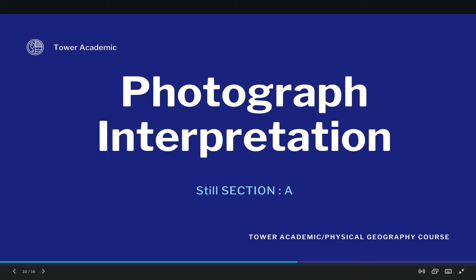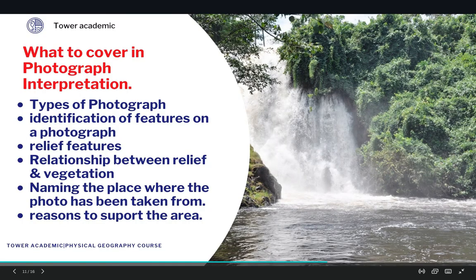Then when you get to section B, still section A, on photo interpretation. In photo interpretation, we are going to look at the types of photographs. We are going to identify the features on those photographs. We are going to look at relief features, and relationships between relief and vegetation. We are also interested in naming the places where the photos could have been taken from, because that is always the last question asked.